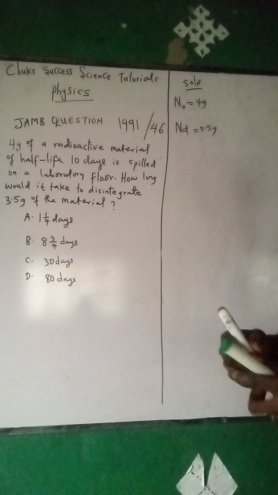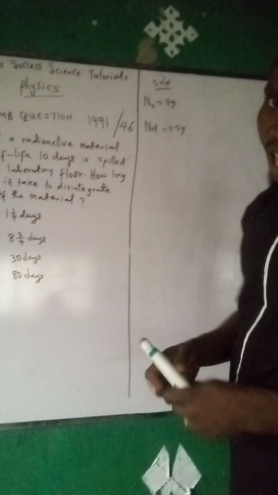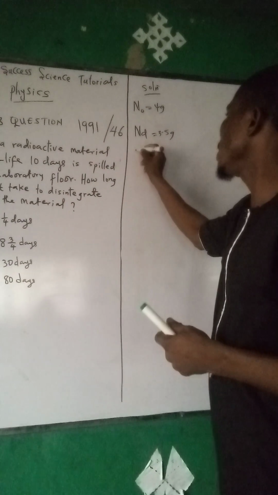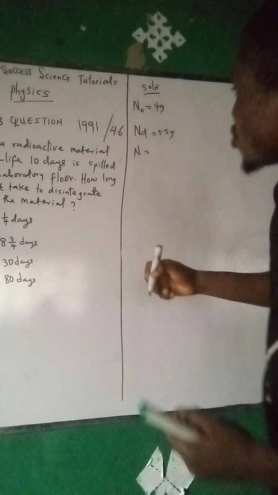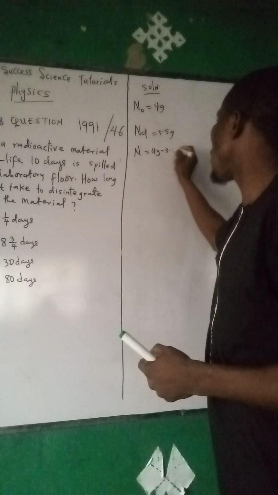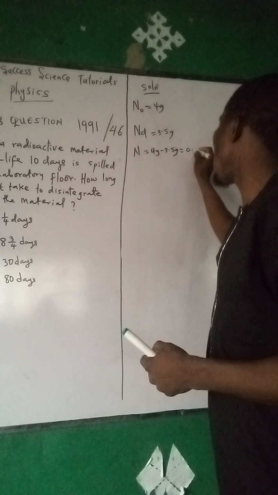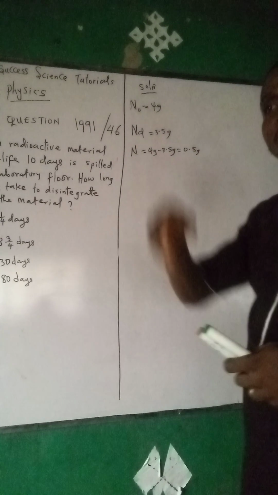Alright, now what I have to get is the amount that remains after this disintegration, which means I have to do subtraction, and I'm using capital N for that one. So the amount remaining is the subtraction, which will be 4 grams minus 3.5 grams. That will give me 0.5 grams.